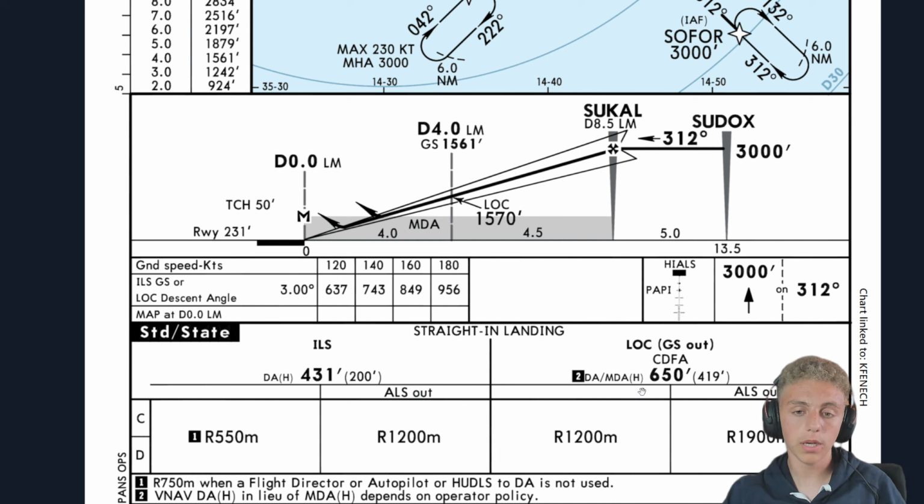And you may choose decision altitude if you're using a VNAV approach, so some planes have vertical navigation, instead of the minimum descent altitude. It depends on which airline or which operator you're operating on. So that is it for the approach chart. I will see you on the next chart at Heathrow.